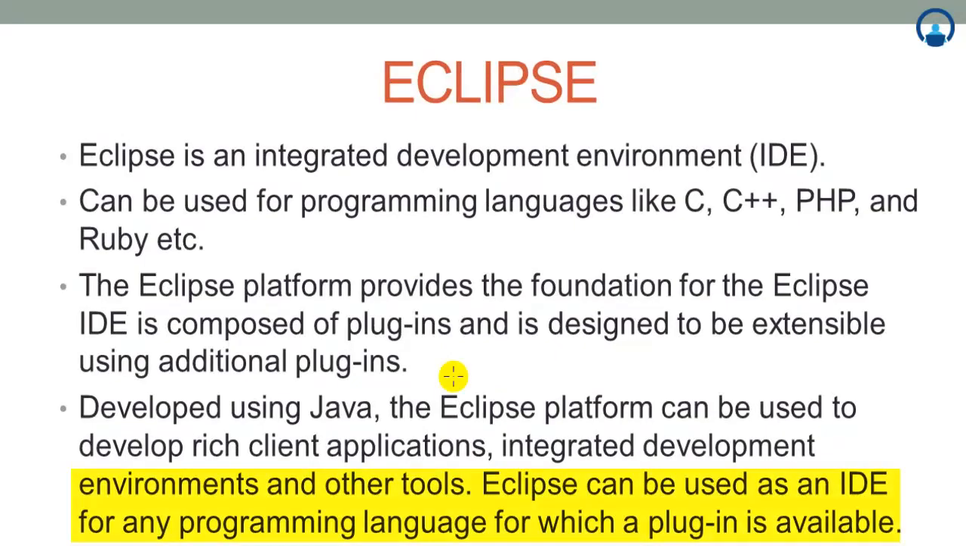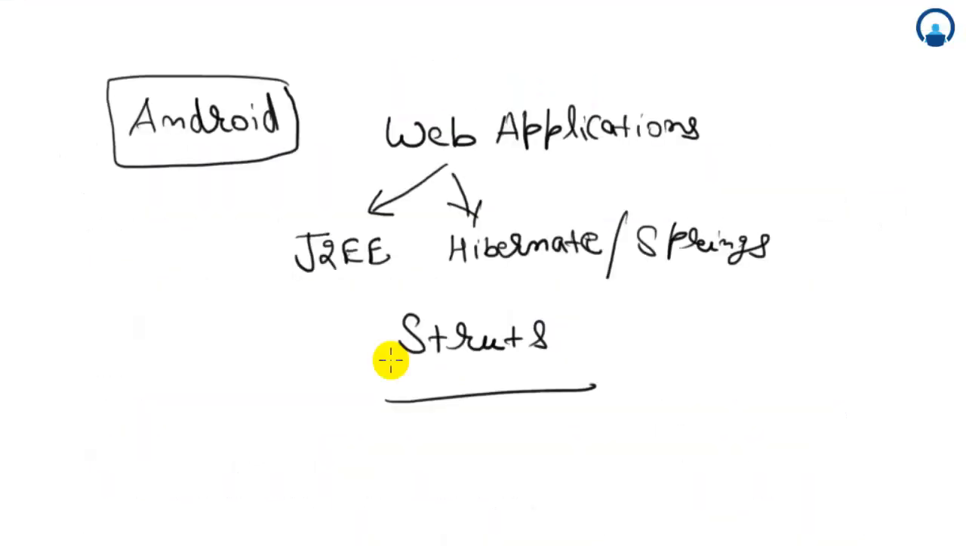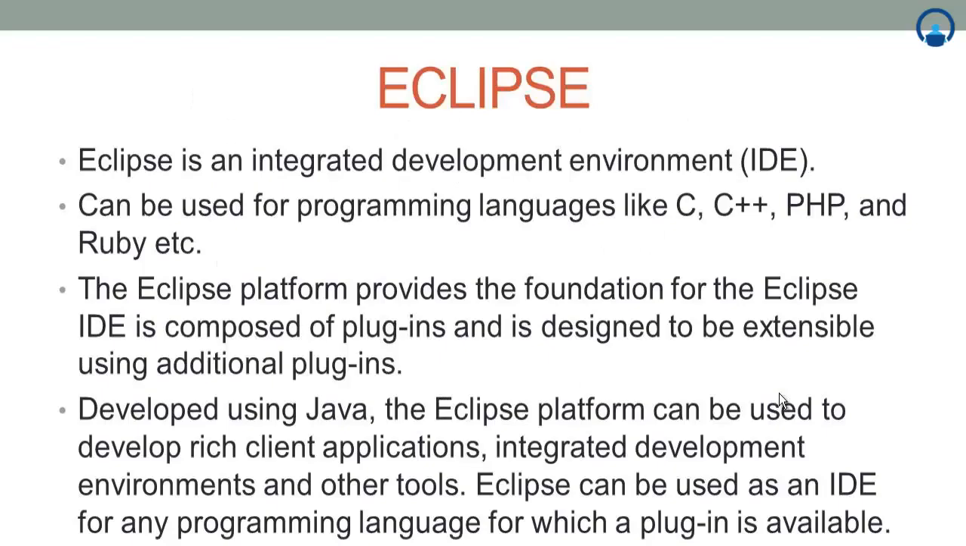And Eclipse is one of the tools in which we can utilize or leverage the power of these technologies. Eclipse can be used as an IDE for any programming language for which a plugin is available. As we discussed earlier, Eclipse is based on plugins. So in Eclipse we have plugins corresponding to many technologies. Suppose we have a plugin for Android, or for any other technology, like C++. If a plugin is there for Eclipse, then it can be used for that language, as simple as that.